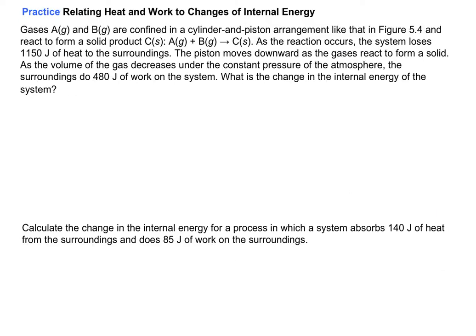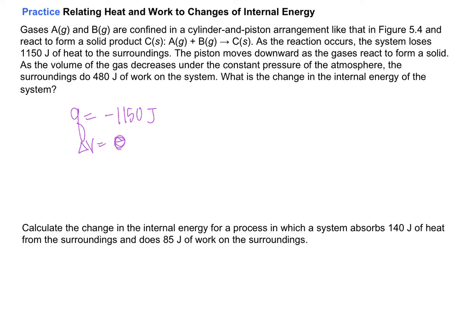So in this problem, I have gases A and B in a cylinder piston arrangement, and they're going to form a solid. If I have two gases forming a solid, logically, gases take up more space than solids, so my volume should go down. So my change in volume should be negative. As a reaction occurs, the system loses 1150 joules of heat. So I'm going to write down Q equals negative 1150 joules because I lost that much heat. The piston moves downward, so that means delta V is negative.